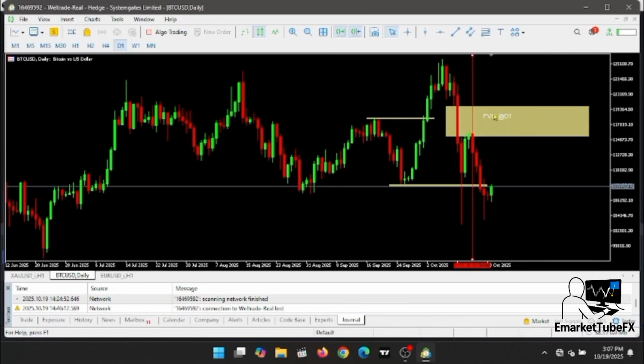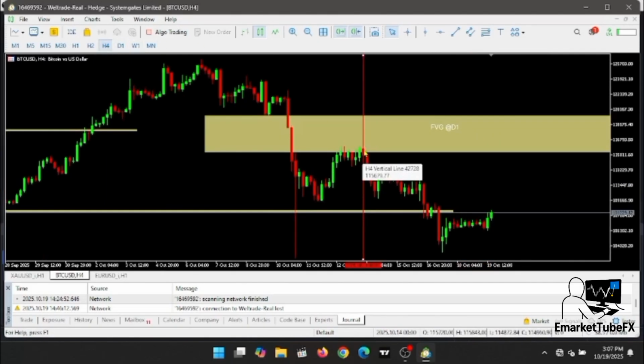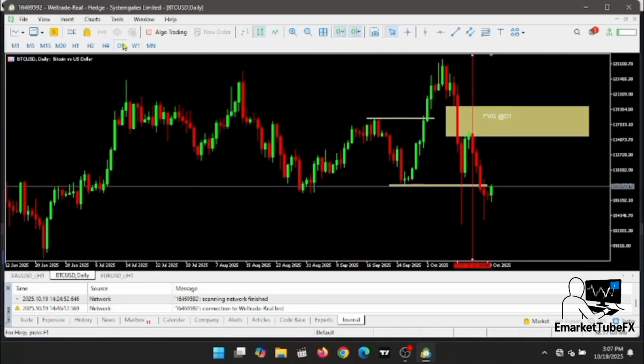So as I've been able to identify the fair value gap in the daily time frame, now as price goes to the fair value gap in the 4-hour time frame, you being in the 4-hour time frame means that you want to have a first 4-hour pictorial view of what is happening in the daily time frame. So moving from the daily time frame to the 4-hour time frame, what it means is that, I repeat, I want to have the first 4-hour pictorial view of what is happening in the daily time frame.